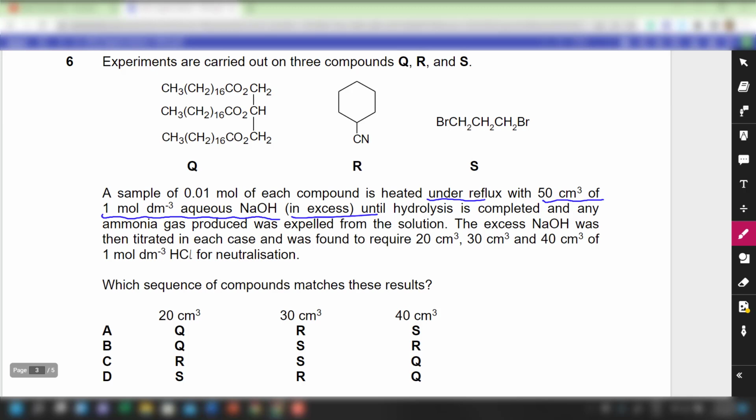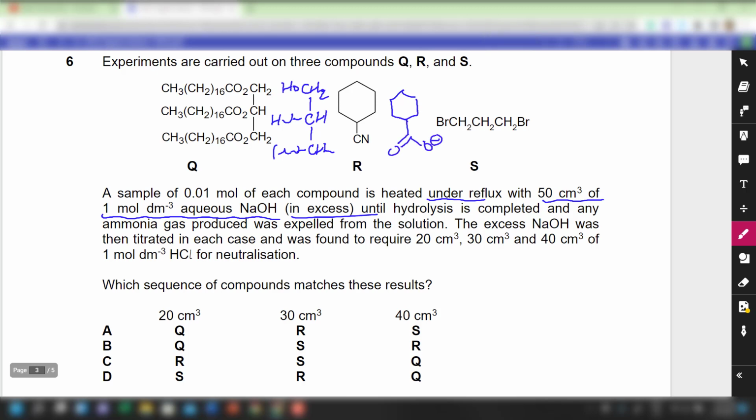Yeah, so for Q, I'm actually looking at a triol. Okay, so I'm going to be drawing a triol over here. So this is a CHOH and then a CH2OH. And then for R, I'm going to end up with a carboxylate salt because this is an alkaline hydrolysis.